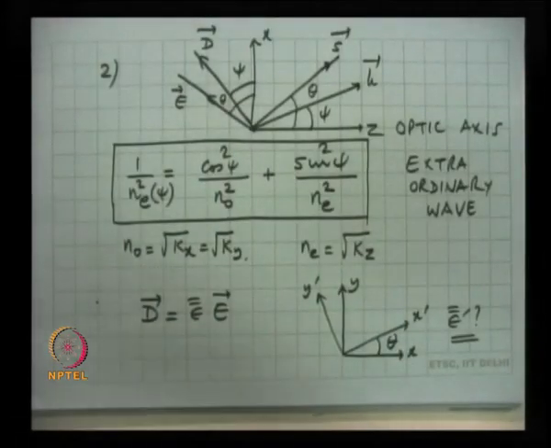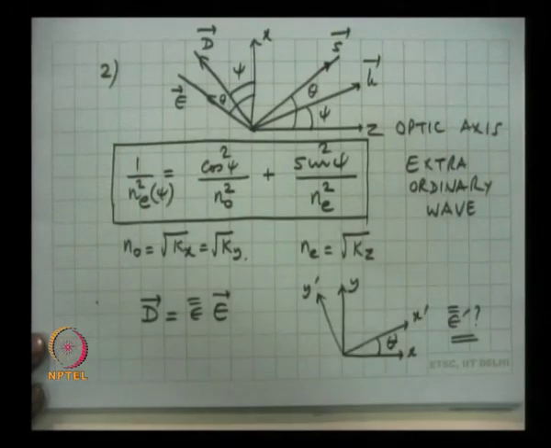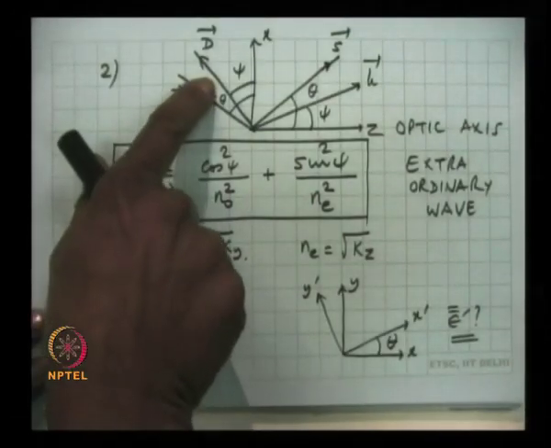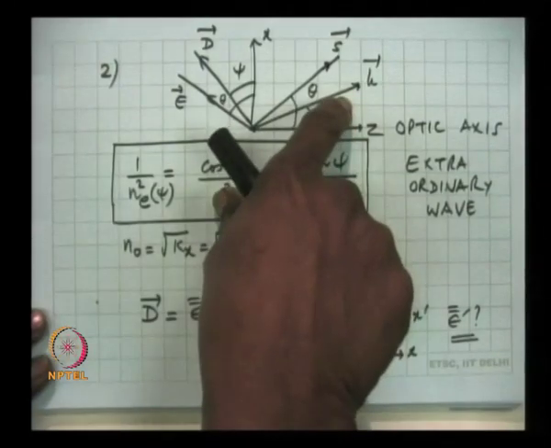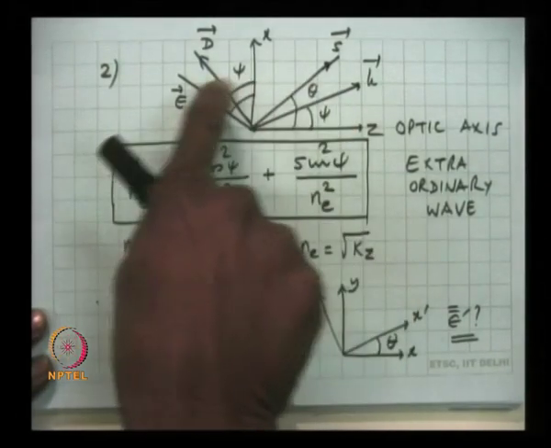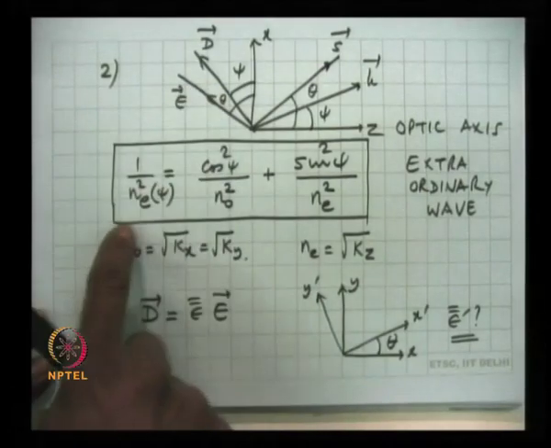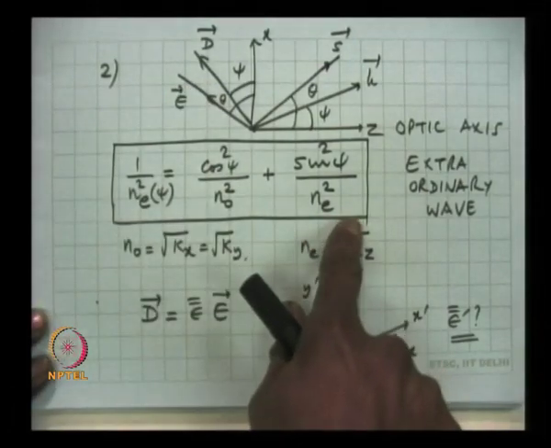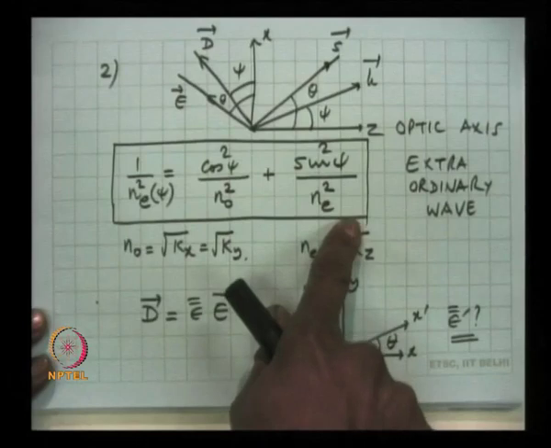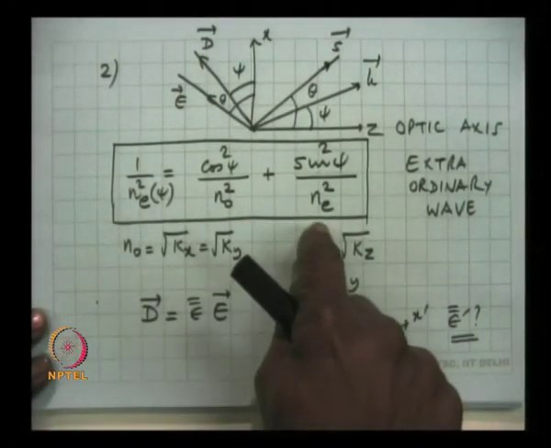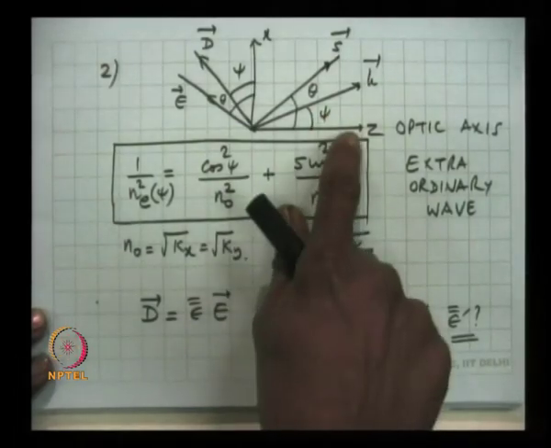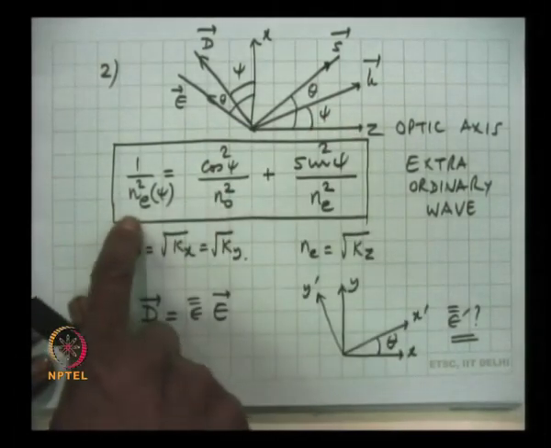The second solution is an extraordinary wave with its D vector lying in the plane containing the optic axis and the k vector, and the refractive index as seen by this wave satisfies this equation. So, if I give you a medium and I tell you NO is so much, NE is so much, and if I say I propagate at 30 degrees to the optic axis, you can find out what is the velocity of this wave.